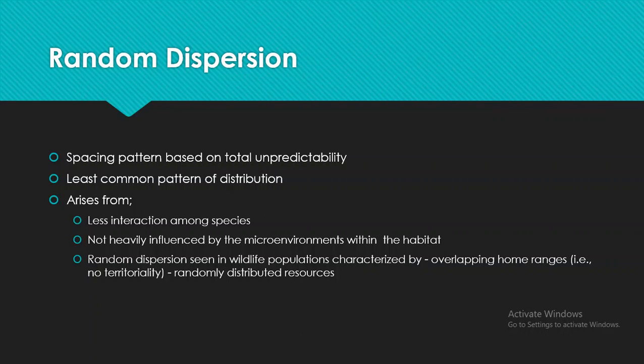So, the next one is random dispersion that is based from total unpredictability. Hindi nagkakaroon ng certain patterns. Ang behavior ng ilang animals does not conform with uniform or clustered because random siya. Kumbaga, walang territoriality, parang competition na nangyayari. Randomly distributed sila sa isang area. Walang certain pattern.